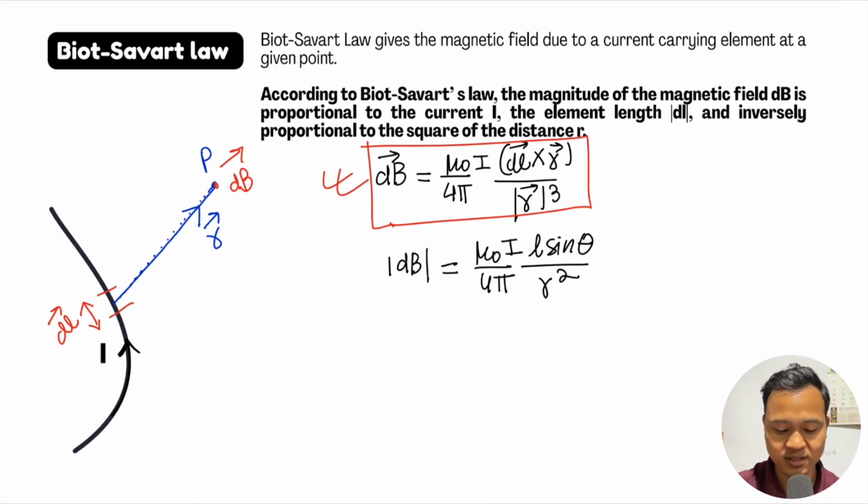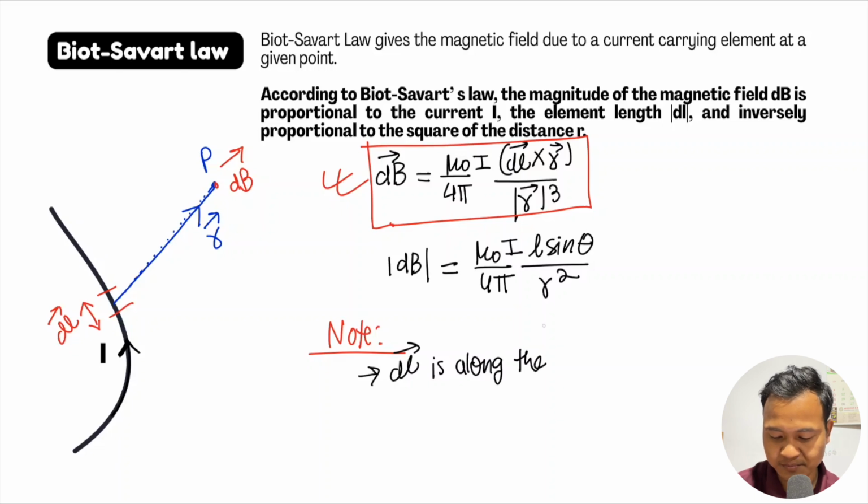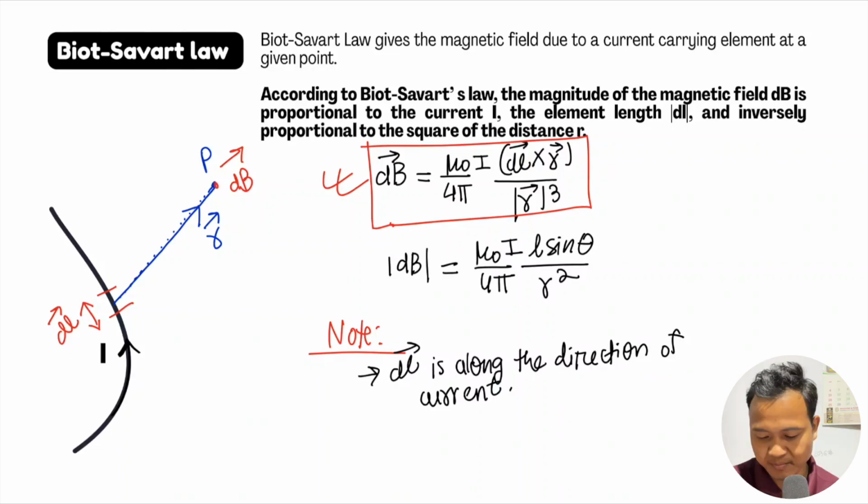So what will you get? Now you see, here there are some things you have to remember. Note that dl's direction matters. Here you have dl cross r. So here you have to understand that dl is along the direction of current, okay, current in a wire.